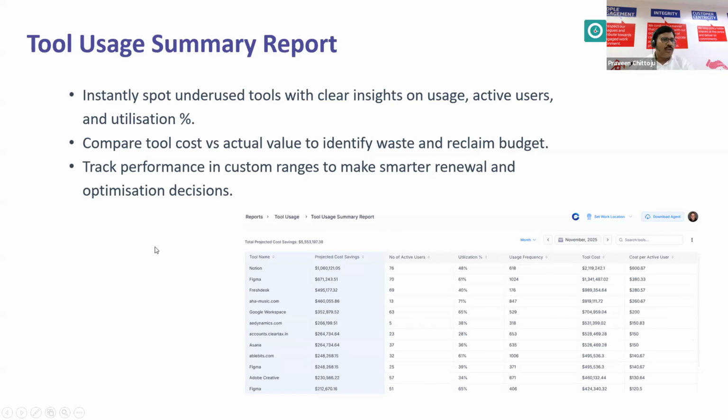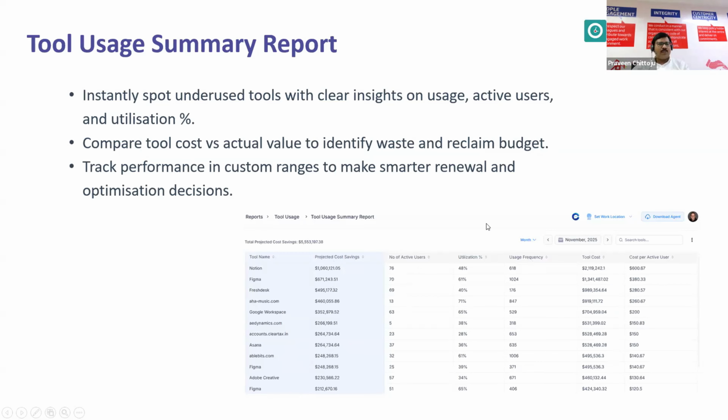Okay. So here we can see how many tools are being used in the project across the different departments, like Figma, Notion, Freshdesk, Aha, Music and Google Workspace, and Asana. You can see these different tools the different departments are using. And this is the projected cost you can see here. And it is the number of active users here: 76, 70, 69, 30. And this gives a clear picture about the tools and the number of users using each particular tool.